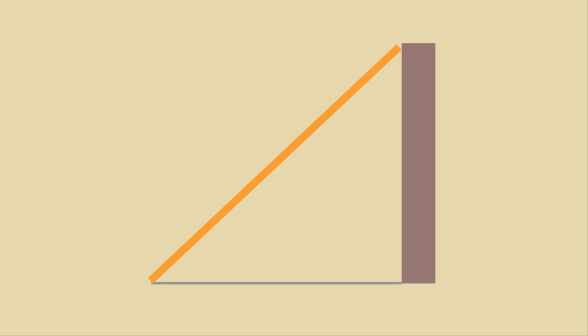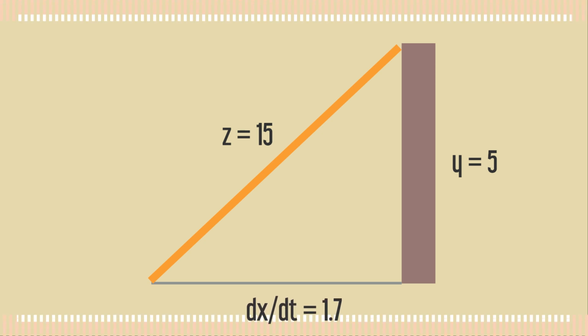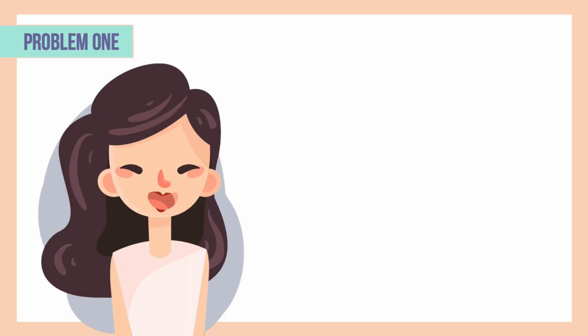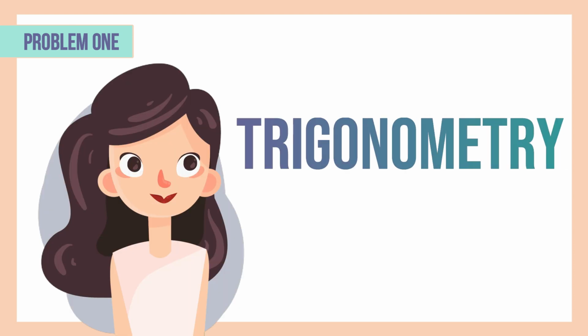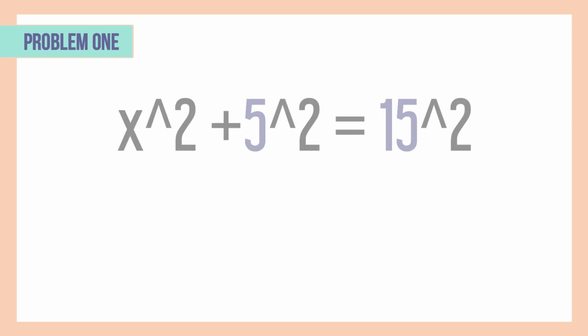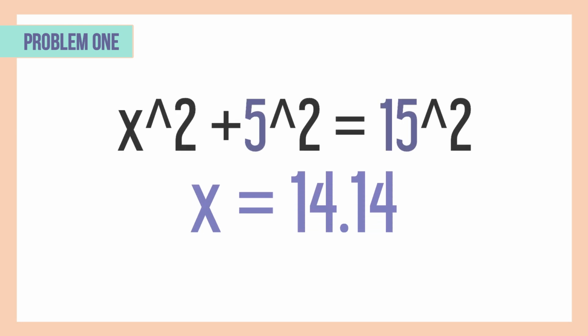Let's write down our known and unknown data. y equals 5, z equals 15, and dx over dt equals 1.7. We are looking for dy over dt. We will be using our knowledge in trigonometry to solve. Using the Pythagorean theorem, x squared plus y squared equals z squared. Let's input our y and z values. Simplifying, our x will be 14.14.